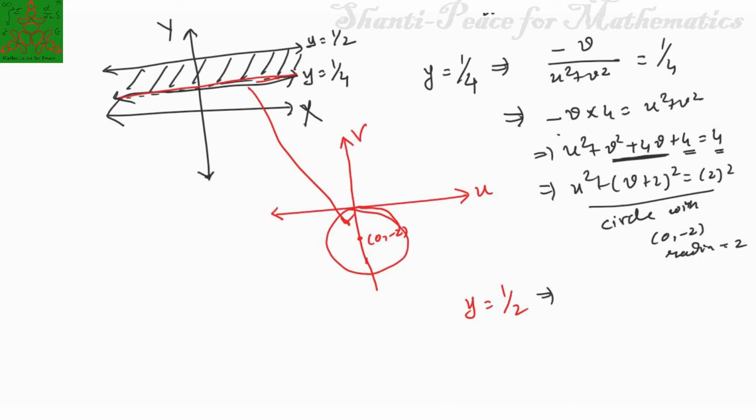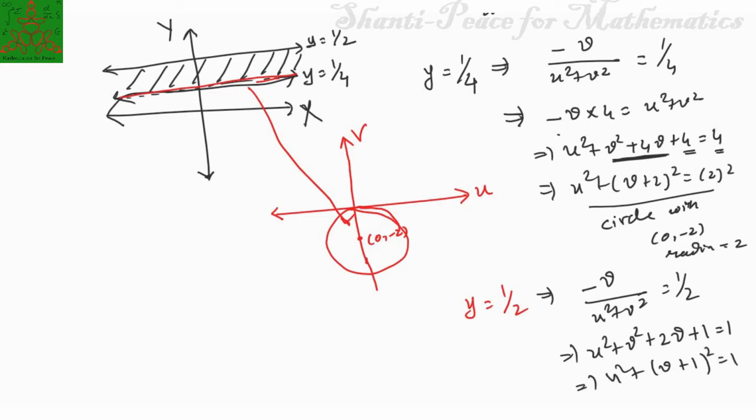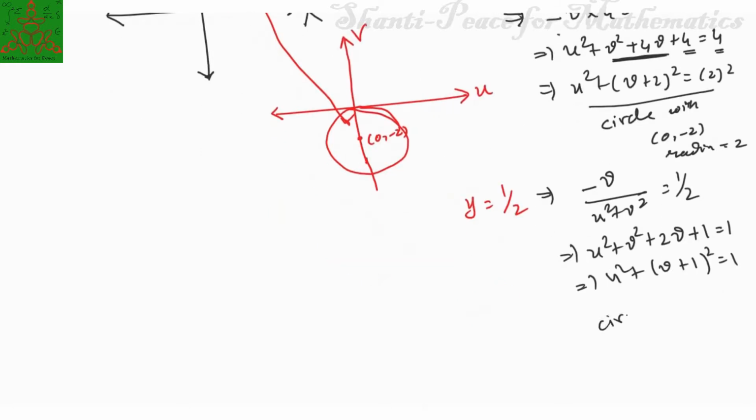If you calculate in a similar manner as we did here, so this is v upon u square plus v square equal to 1 by 2. By simplifying, you will have u square plus v square plus 2v. I'm adjusting 1 here, so that's why it is u square plus (v plus 1) square equal to 1. That means it also represents a circle with center 0, minus 1 and the radius is 1. So that's why it is this circle.